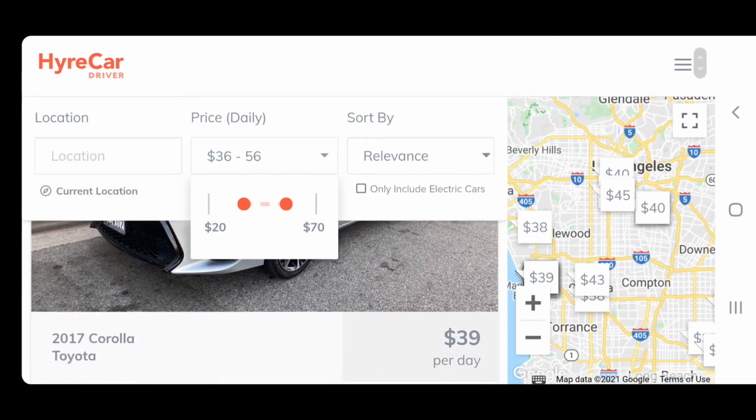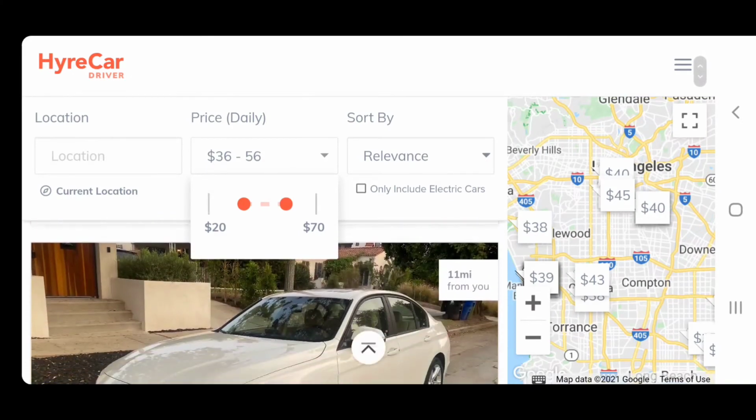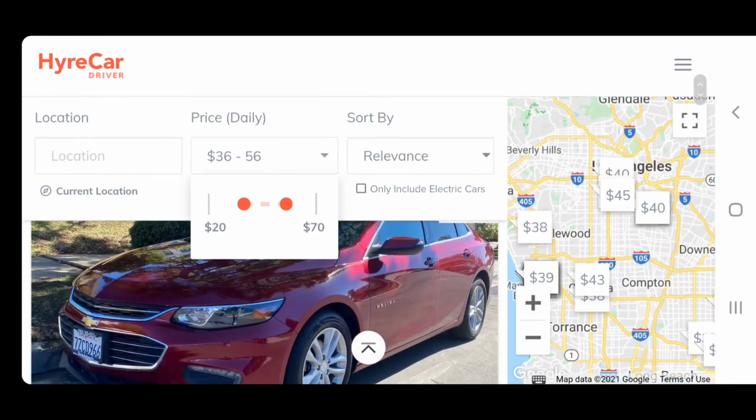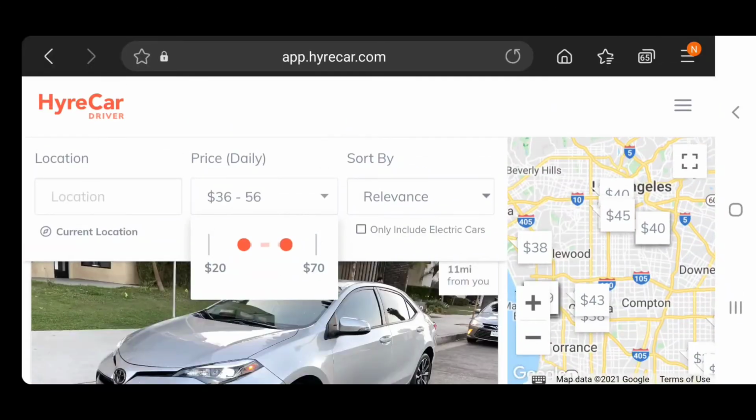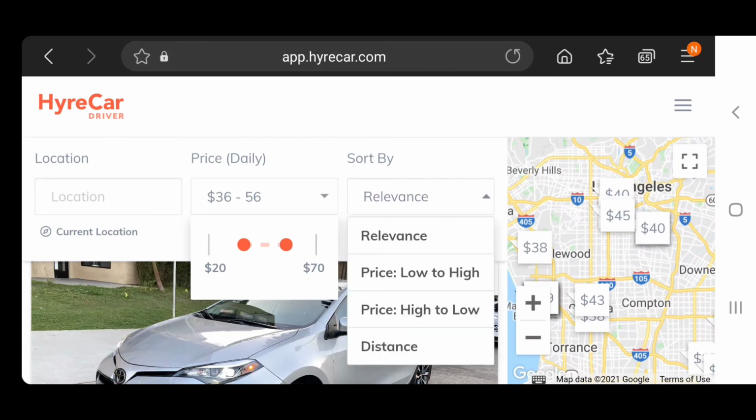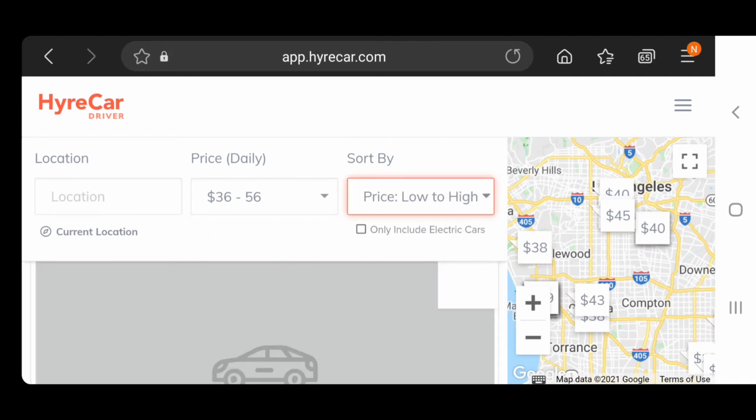Try to take better pictures, try to show more pictures, try to explain more. Some of these don't really have much explanation on them. The last one was pretty good, they let you know that you get 450 miles per gallon, which is really gas efficient. So that's what I mean. Explain, like a lot of these listings don't even have a description. So maybe add descriptions to your listings. Relevance, probably you can put low to high or high to low.